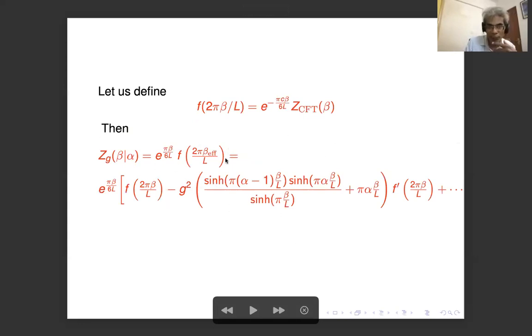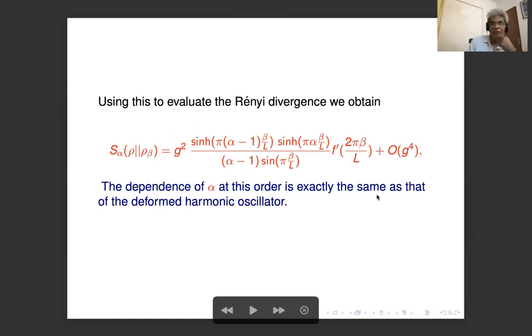Since only the temperature changes, we can easily evaluate the correction for the partition function. And then we can use all that information to find the relative entropy. And you see, this is what is very nice. The alpha dependence of the relative entropy is exactly the same as the harmonic oscillator. There are some other parts which depend on the CFT, but this part, the coupling perturbation, is exactly the same as the deformed harmonic oscillator.